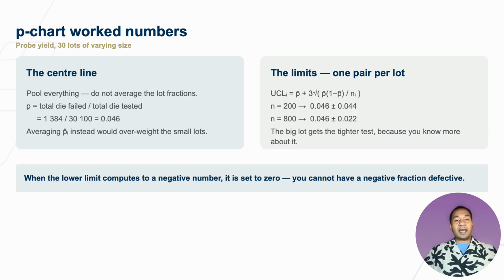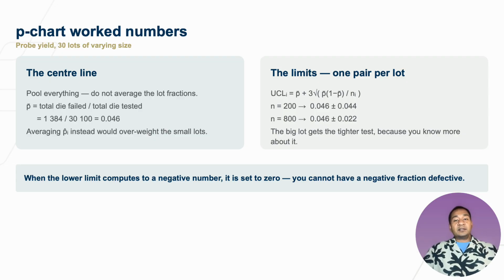Now the numbers, and there are 2 traps. First trap, the center line. P bar is total die failed divided by total die tested, pooling everything. It is 1384 over 30,100, which is 0.046. Do not average the individual lot fractions. That weights a 200 die lot the same as an 800 die lot, and it will give you a different and wrong answer. Second, the limits are computed per lot, 1 pair for every point.